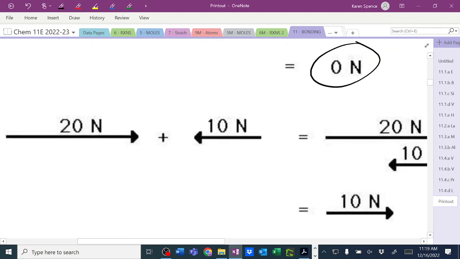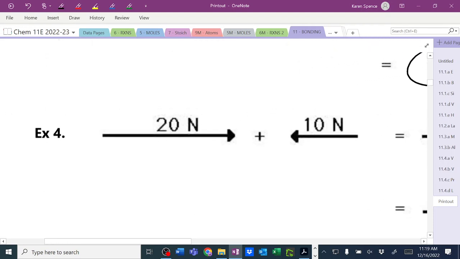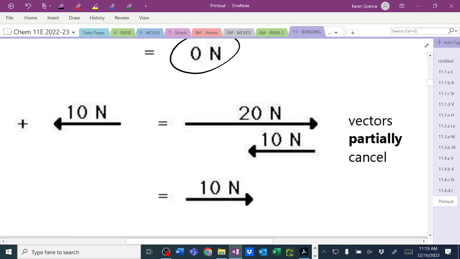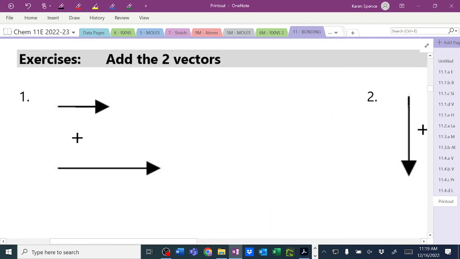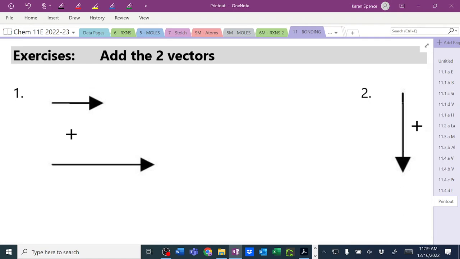Now, what if I have 20 to the right and 10 to the left? 10 to the right, yes? So you can see this portion here cancels, and what we're left with is 10 newtons going to the right. Straightforward enough? Excellent. So I'll let you guys do those ones once we're done here.